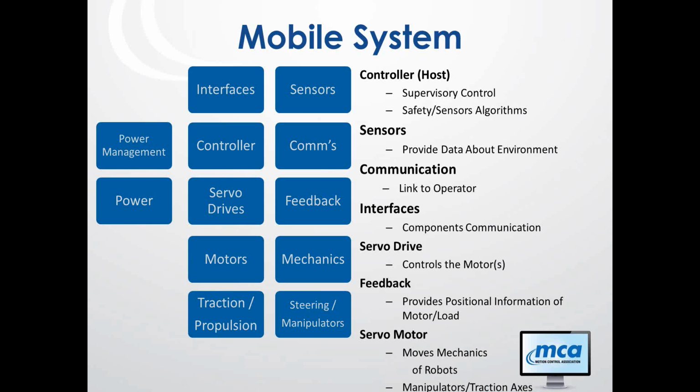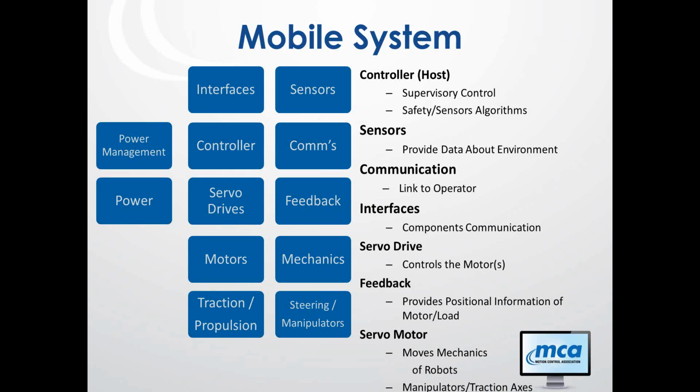On the left-hand side, we have our power management and our power source, and those connect to your servo drives and your controllers. And your controller needs to talk to sensors, whether that be cameras, infrared sensors, proximity sensors on the bot. And the controller needs to have an interface to those different types of sensors. It needs to communicate to your servo drives, and the servo drive communicates or powers the motor and gets feedback from the feedback devices, either to the motor or the mechanics. And the motors are going to drive your traction or propulsion, or your manipulators or steering of your bot.